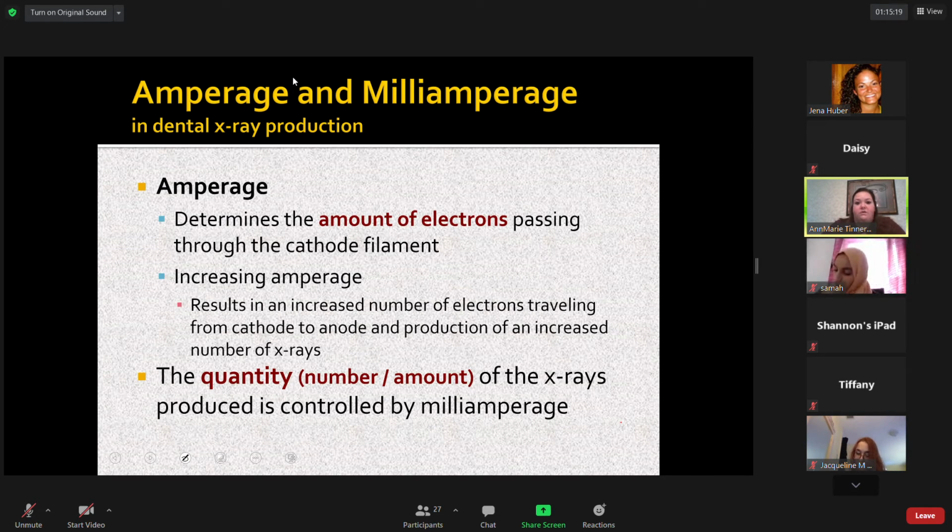And what else is going to increase? Can you repeat, please, the question? Yep. When you increase the number of electrons and you increase the mA, what else increases? The heat also. Heat. Very good.